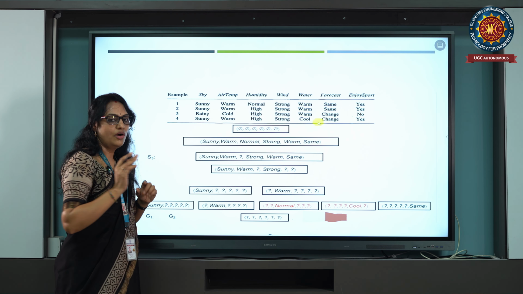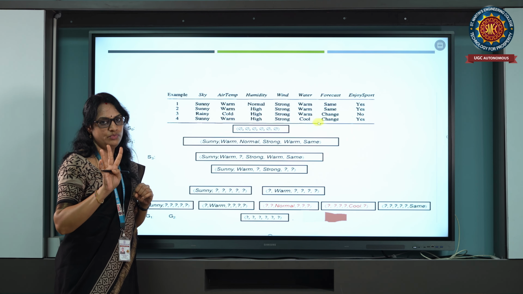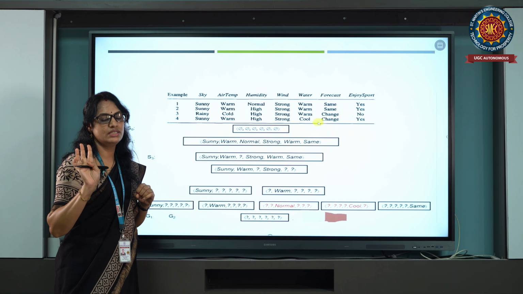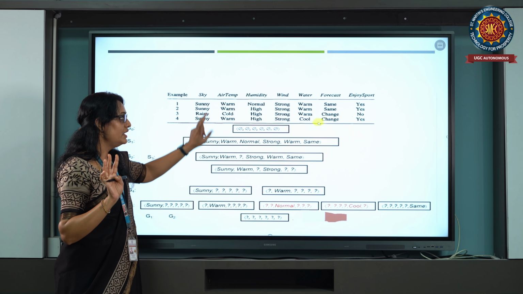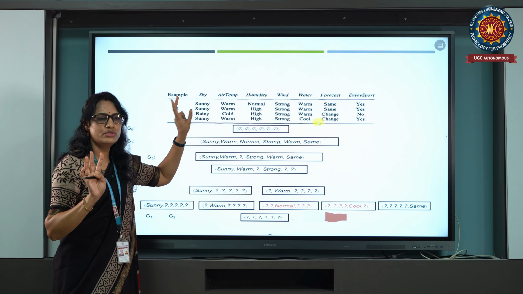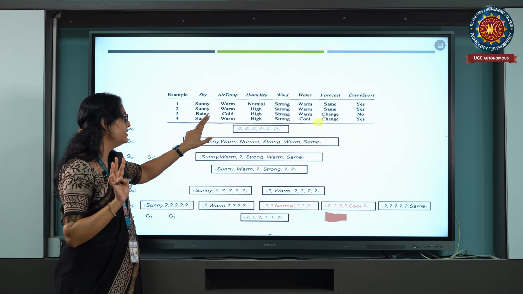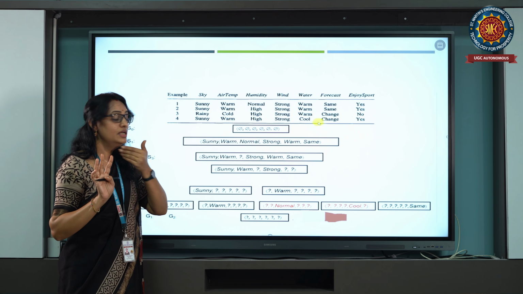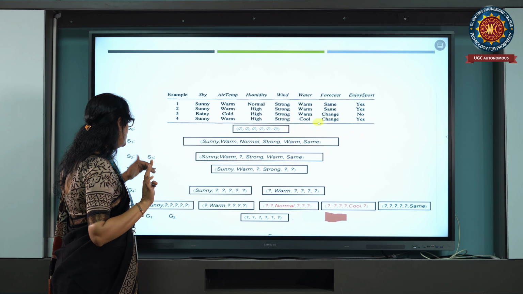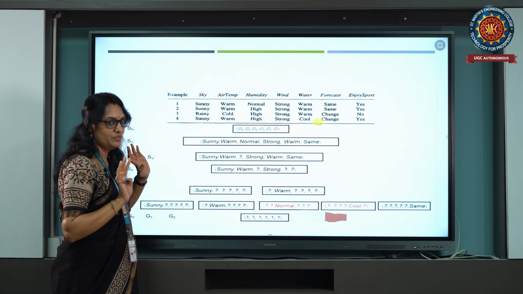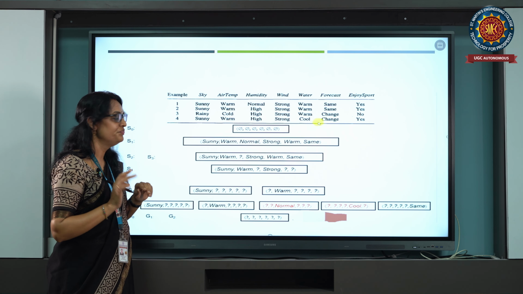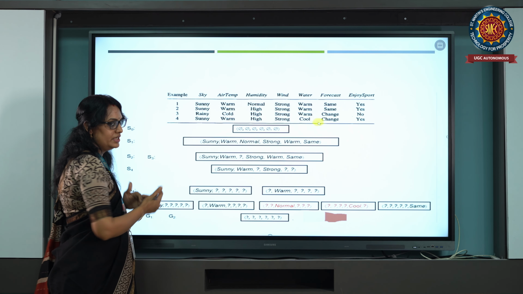So here I already told that we are going to use two methods, most general hypothesis and most specific hypothesis. Whereas in the Find-S algorithm, we used only the most specific hypothesis. We initialized only with the null values. But here, with the most general hypothesis and most specific hypothesis, we are going to initialize both. So first I'm starting from here.